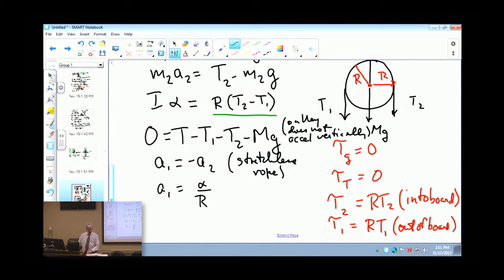Okay, so let me ask a question here. Let me ask a question before I go take a look at those. What kind of motion is present here?